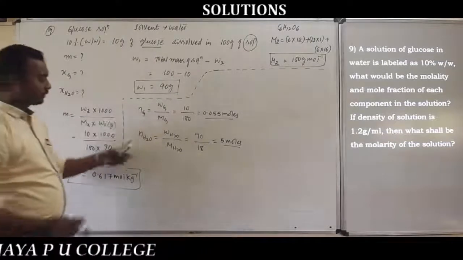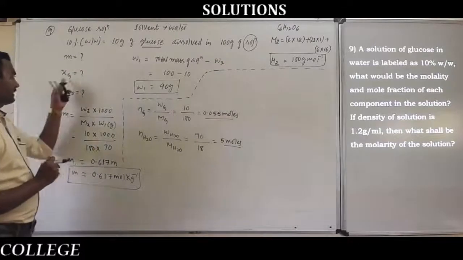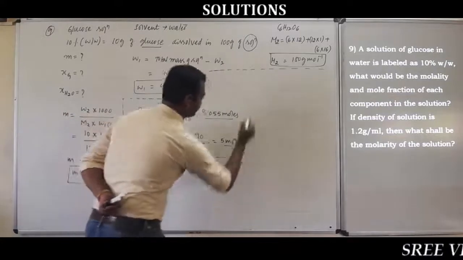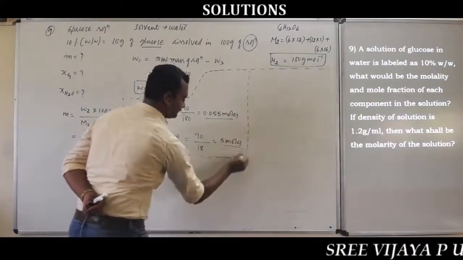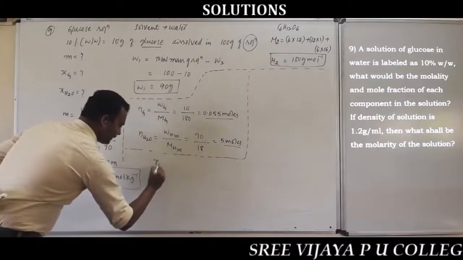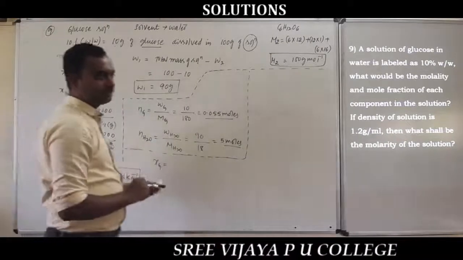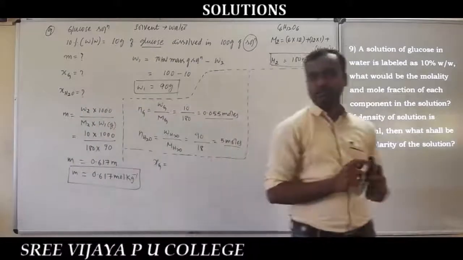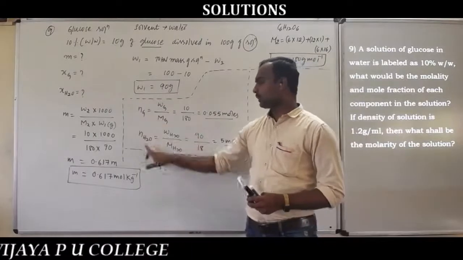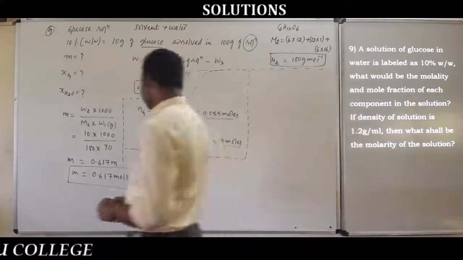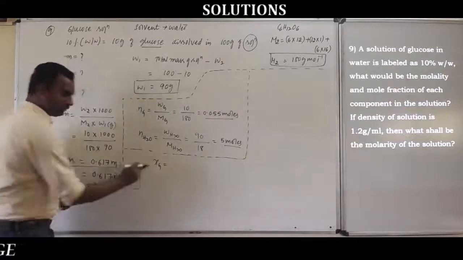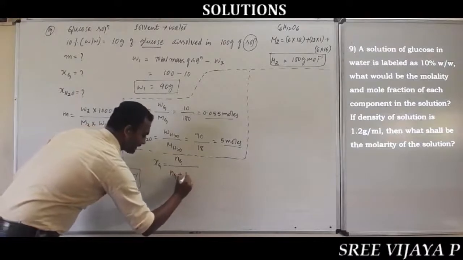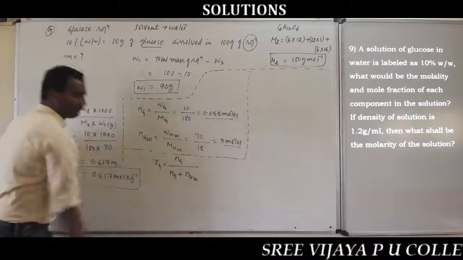So once the number of moles is known, you can calculate the mole fraction. So the mole fraction of glucose: let me define mole fraction. Mole fraction is nothing but the number of moles of that component to the total number of moles of all the components. What are the components here? Glucose and water. Here our intention is to calculate the mole fraction of glucose. Mole fraction of glucose is equal to number of moles of glucose divided by number of moles of glucose plus number of moles of water, which is nothing but the total number of moles of solution.